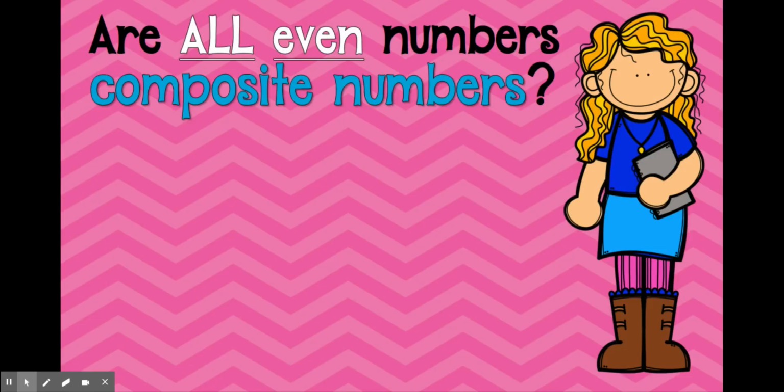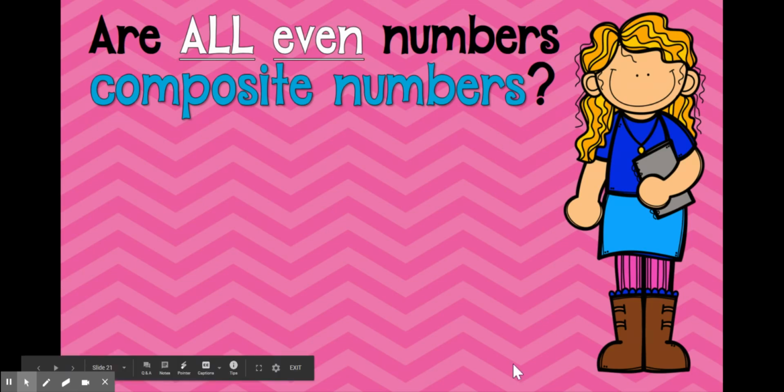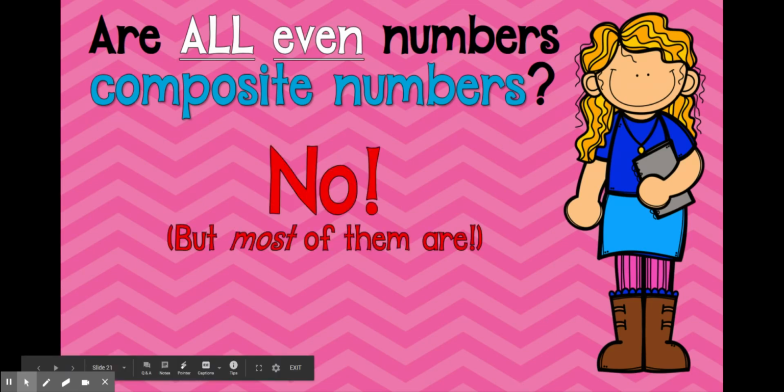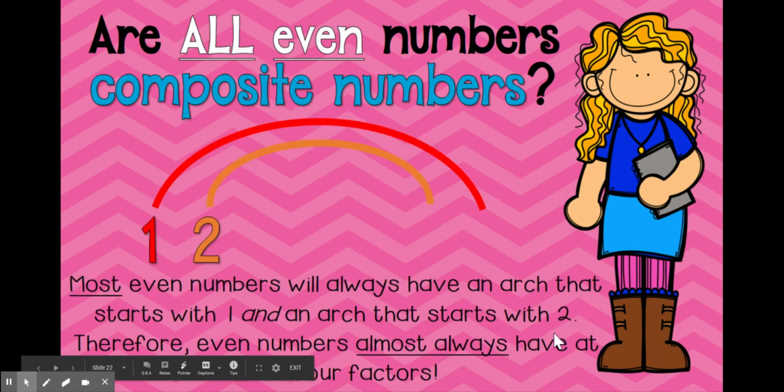All right, let's take some more notes. Are all even numbers composite numbers? No, most of them are. Why? Most even numbers will always have an arch that starts with 1 and an arch that starts with 2. Therefore, even numbers almost always have at least 4 factors. Most even numbers are composite numbers because they can be divided by 2.